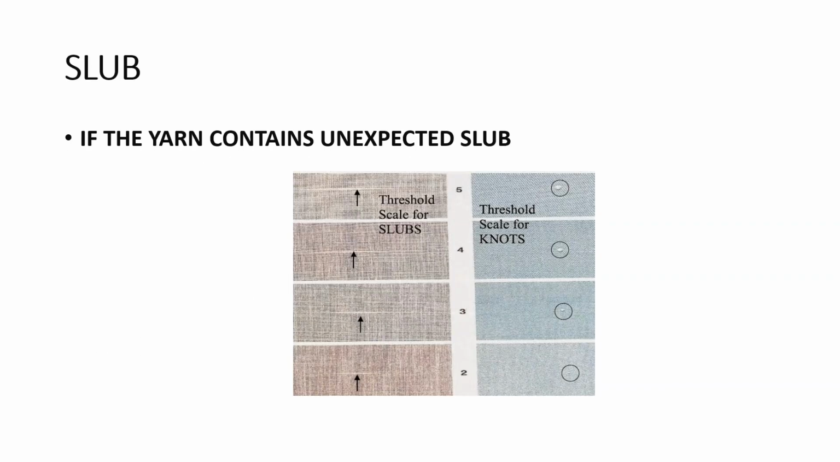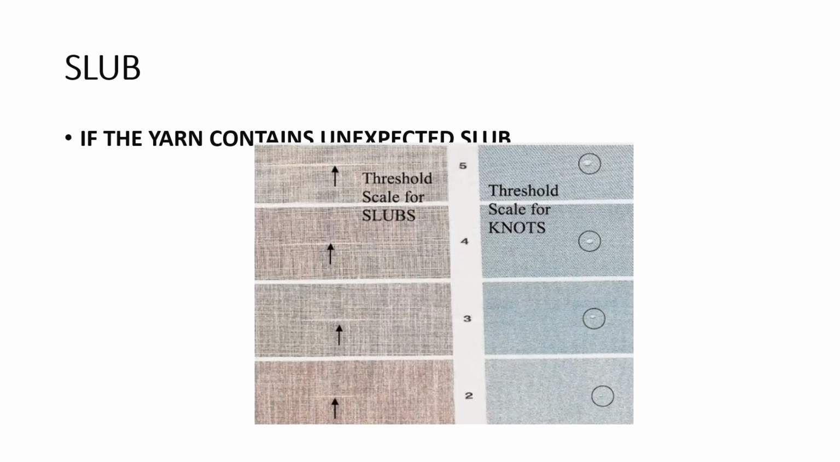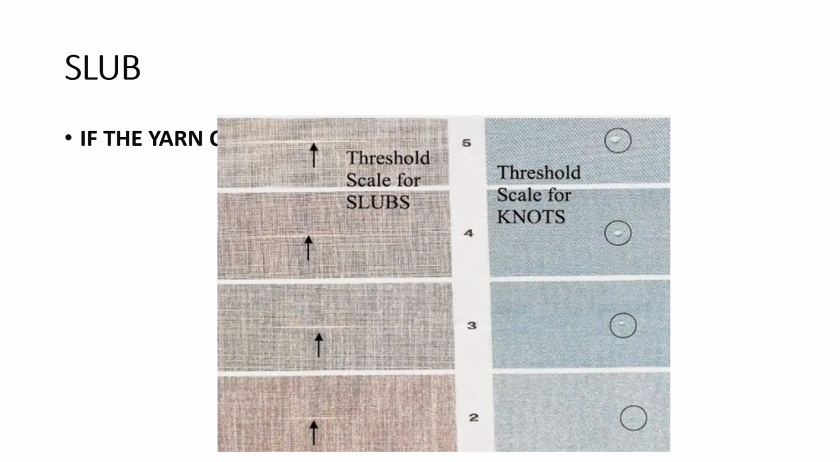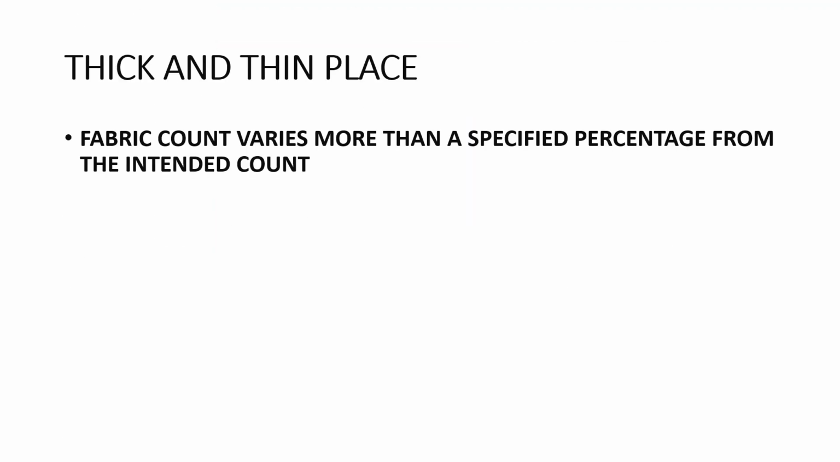Now students, there are many such defects. One of such defects is slubs and knots. These slubs and knots are very common defects in the fabric. Yarn sometimes contains slubs, which are a natural variation in the yarn. Some threshold scales have been shown, how these defects and knots appear in the fabric. Thick and thin place is a very common one.